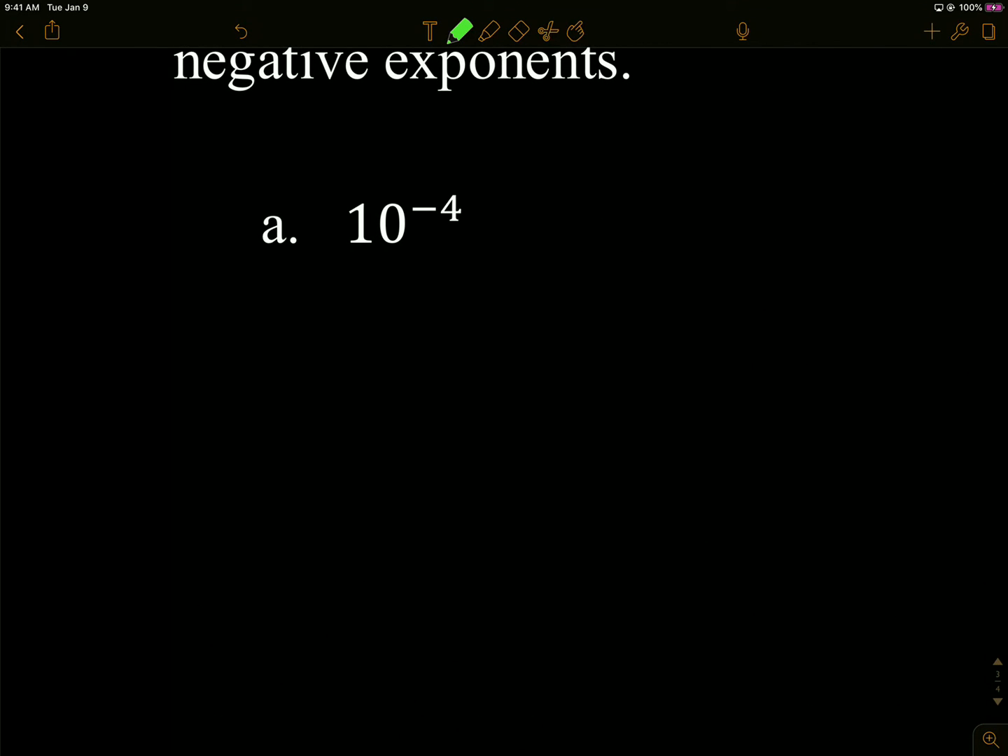And lastly, I've got 10 to the negative 4th. So again, think of it as over 1. So it's going to be 1 over 10 to the positive 4th. It's going to be 1 over, it's got 4 zeros. That's how I raise 10 to a power.